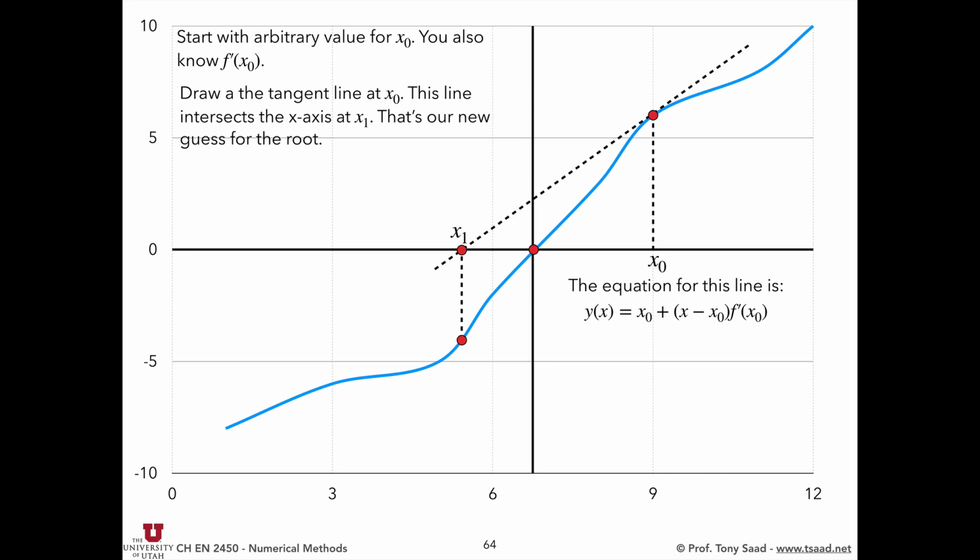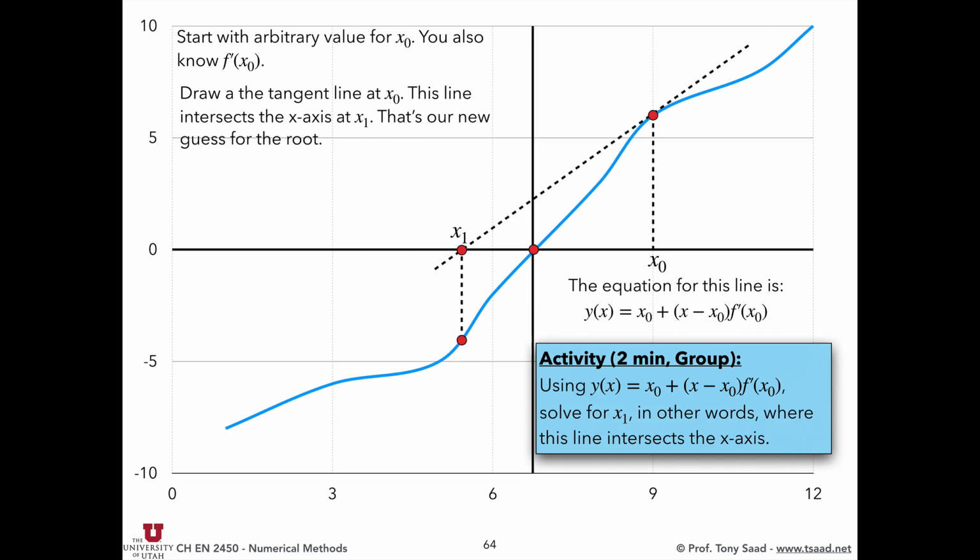Where that line intersects the x-axis, we're going to say that this is our approximation for the root. The equation for this line is given by x0 plus x minus x0 times f prime of x0. That's another way of writing ax plus b for the formula of the line. Here we know x0, and we know f prime of x0. Your question now is, using this formula, solve for x1, the updated guess for the root. We started with x0 and want to develop a formula to improve that guess, which we'll call x1. Go ahead, pause the video here, take a couple of minutes, and try to solve this equation to find x1.